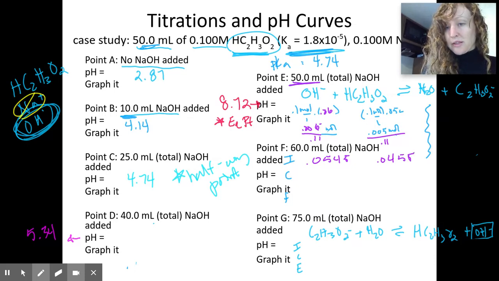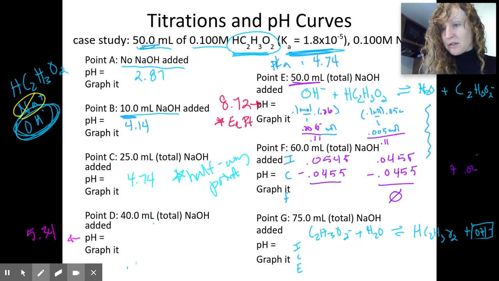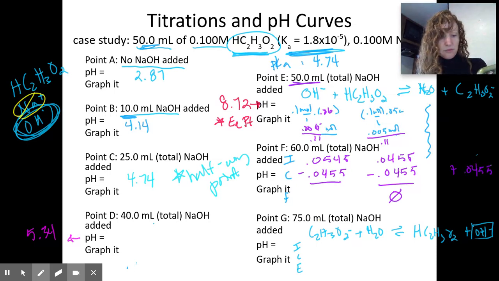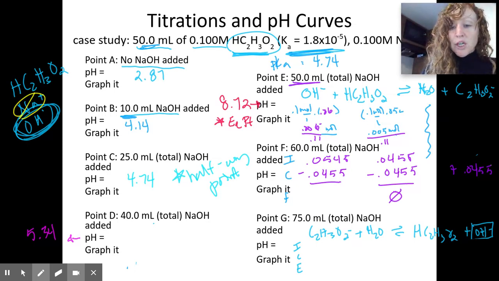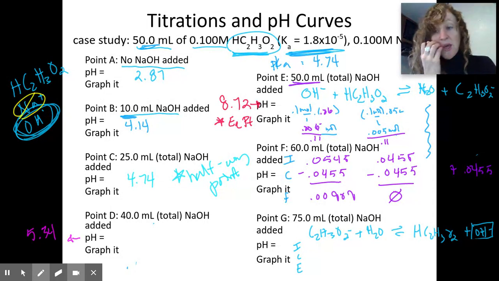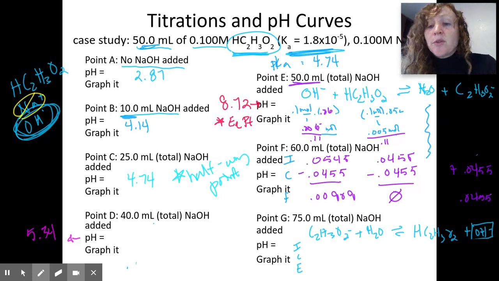0.04545. All right, so the thing that's going to run out first is my weak acid. So I have no weak acid left. And my change, my base is going to be 0.00909. Okay, so at this point in time, let's look at what we're left with and what's going to affect pH. I'm left with strong base. I have sodium hydroxide present. I'm also left with weak base. So I'm left with two bases.